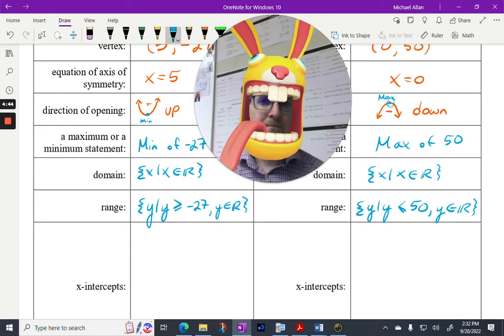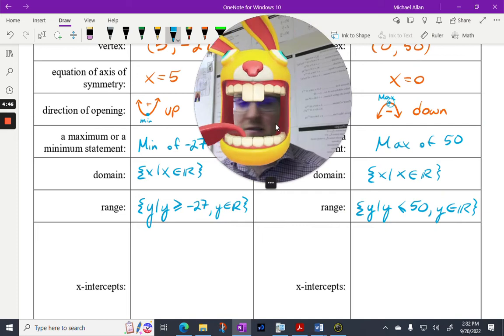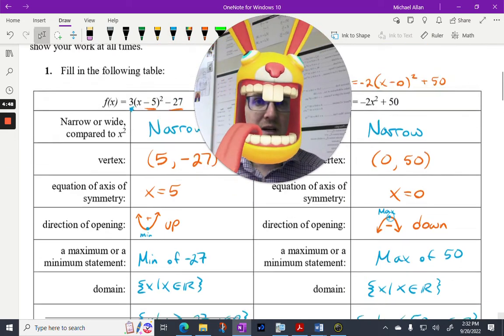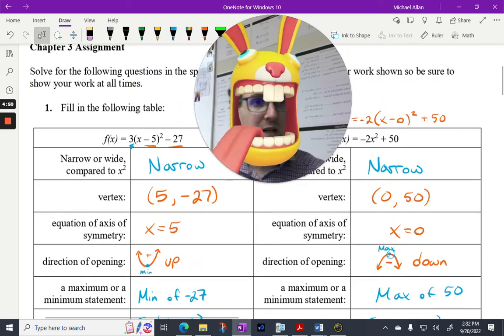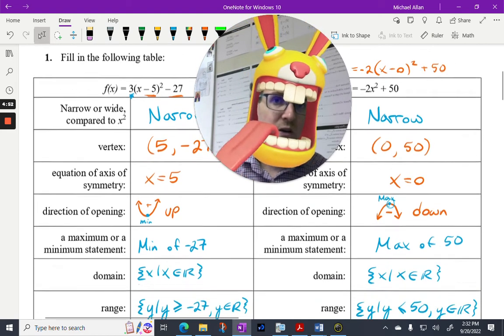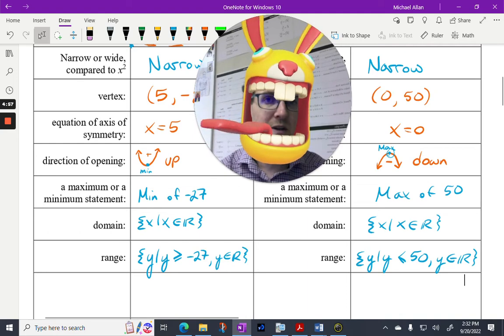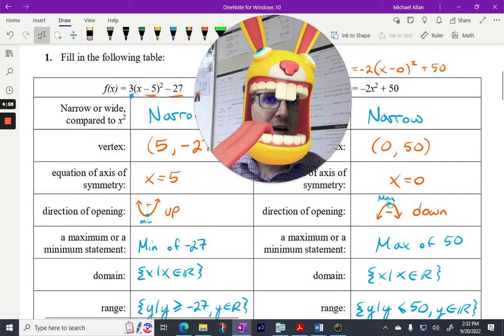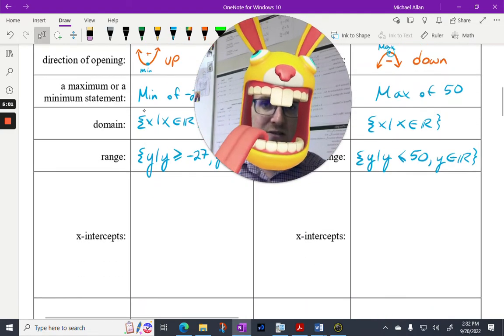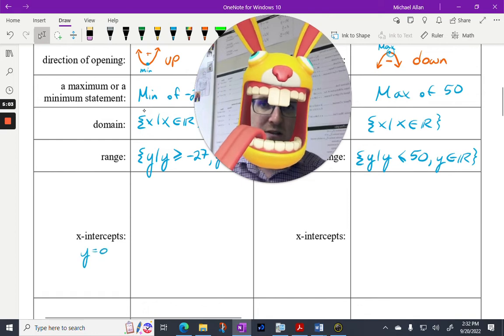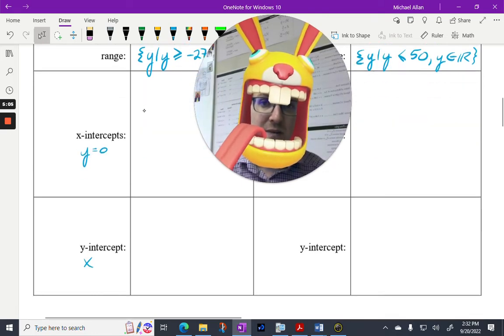Okay. To find x and y intercepts of these graphs, you've got to remember what to make 0. So in this equation here, I wonder if I can find this one on a different sheet somewhere, but let's not worry about that. To find the x-intercept, you have to remember to make y equal to 0. And to find the y-intercept, you make x equal to 0.